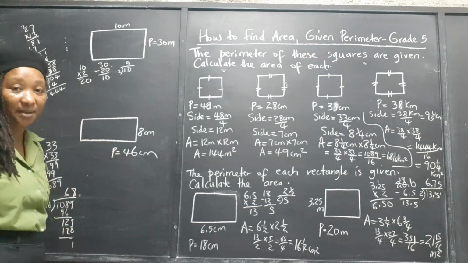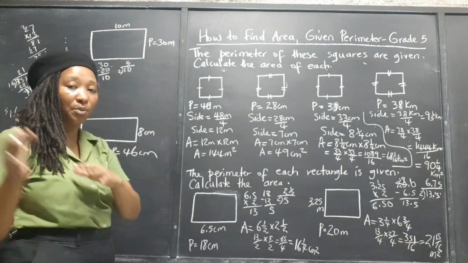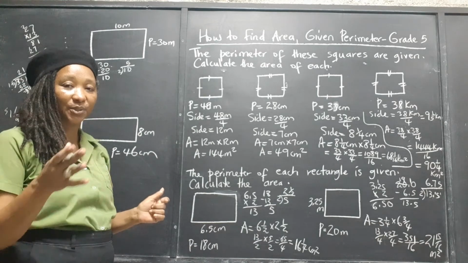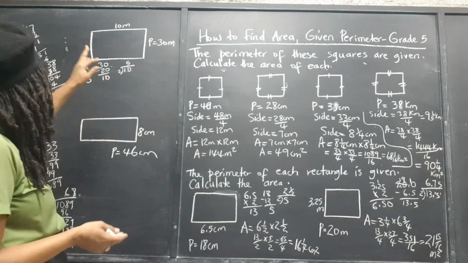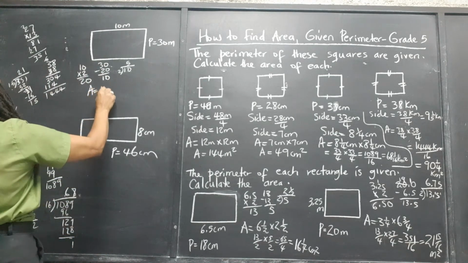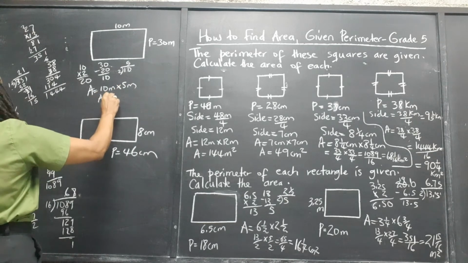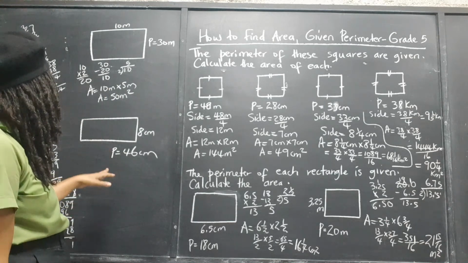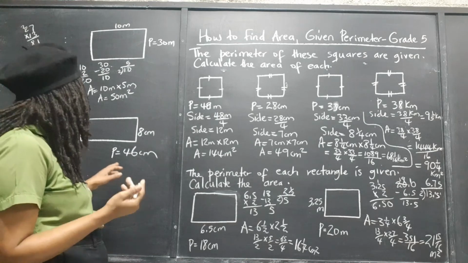So these are the steps. Multiply the length by 2 and remove that from the perimeter. What's left back represents 2 times the width. So you need to divide that by 2 to get the width. So the length is 10, the width is 5. Therefore, the area is 10 meters times 5 meters. That's 50 meters squared.